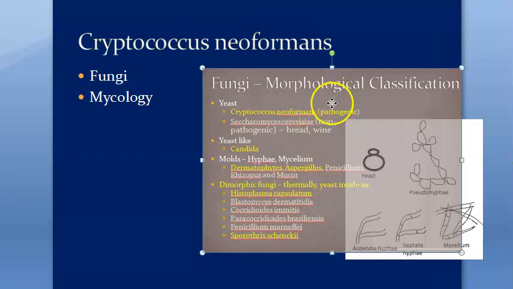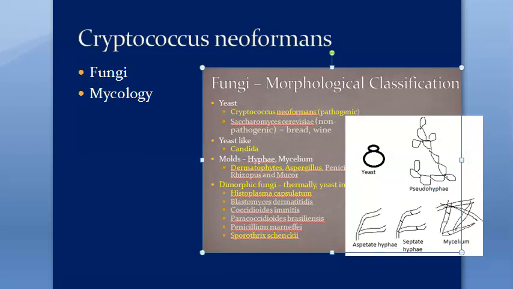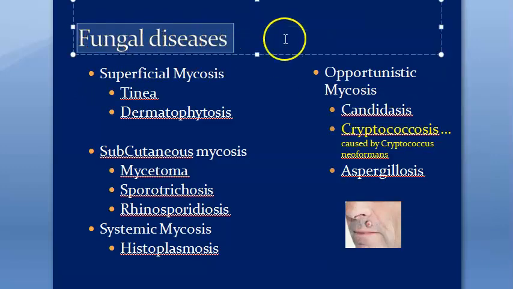So let's move on now. So now you know that it is yeast. Cryptococcus neoformans is fungus. It's yeast. It is a pathogenic fungus. It causes mycosis, that is cryptococcosis. So if you look at fungal diseases, that's nothing but mycosis.